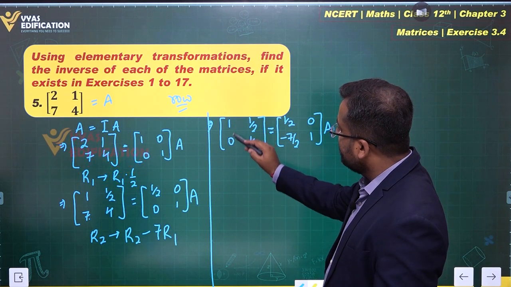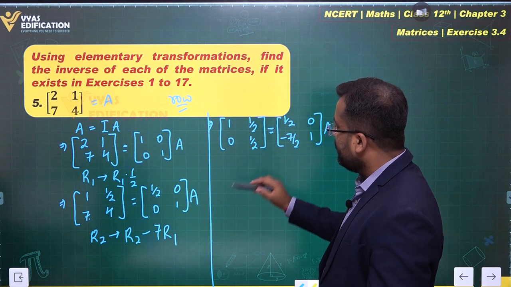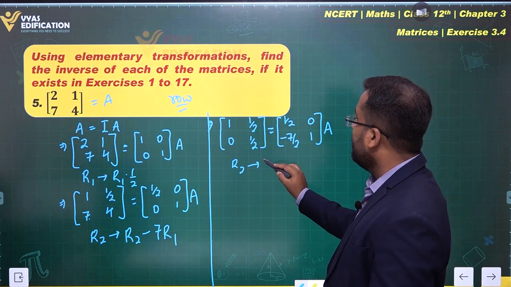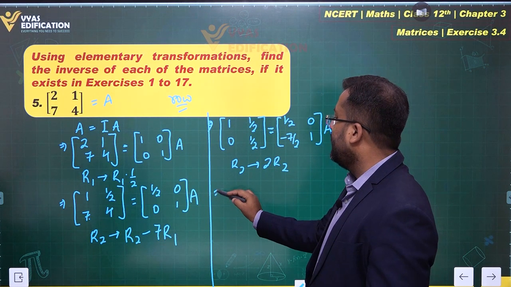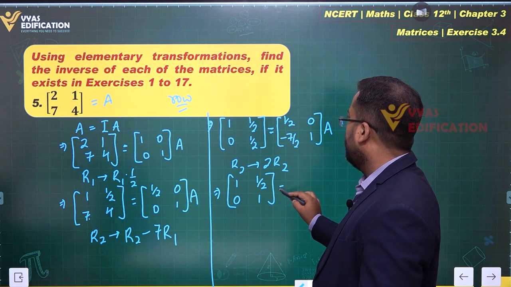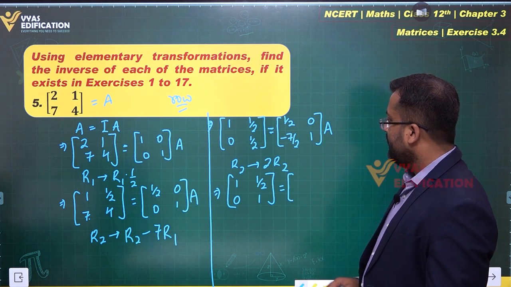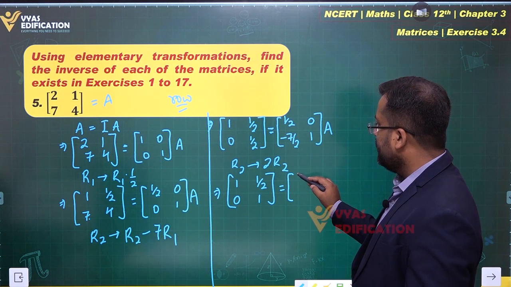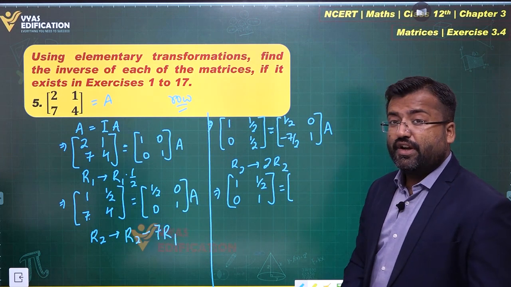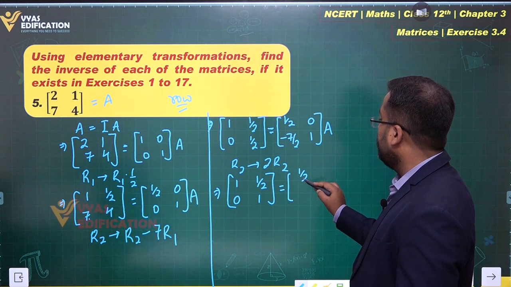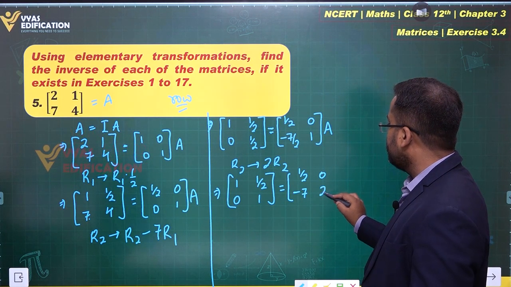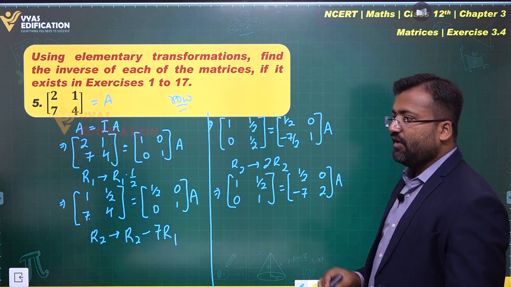What else? Once you have converted this into a 1, this into a 0, next we'll convert this into a 1. So for that, R2 will be replaced by 2 times R2 and R1 remains as it is, which is equal to this. 2 times 1 by 2 will become 1. R1 will remain as it is. We are only applying the transformation on R2. 1 by 2 and 0 remain as it is. This becomes minus 7. This becomes 2 times 1, which is 2. And this is my matrix A over here.